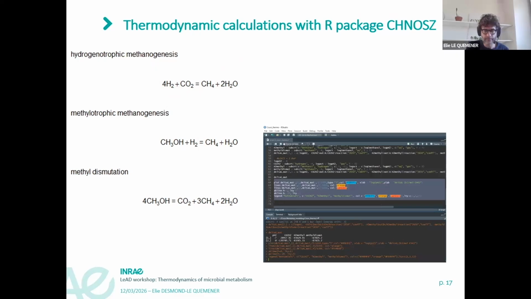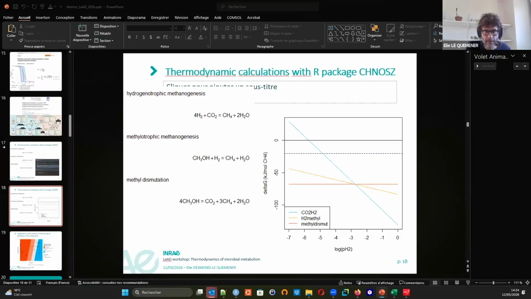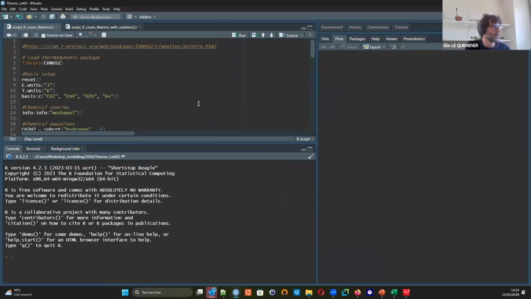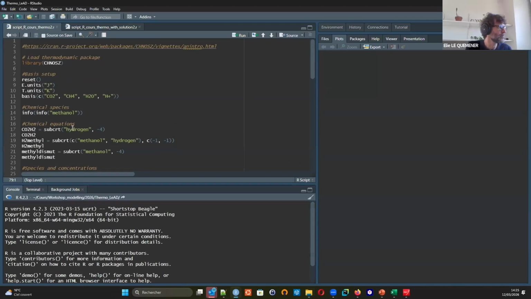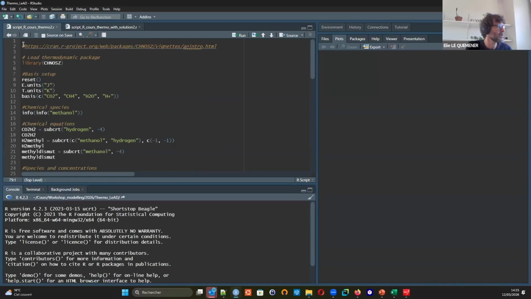So probably you have R on your computer. I will open mine, RStudio in that case. So if you want to try to run it at the same time, you can. And at the end of this small script, we can maybe do an exercise together. For the moment, I will just explain everything and show you how it works.